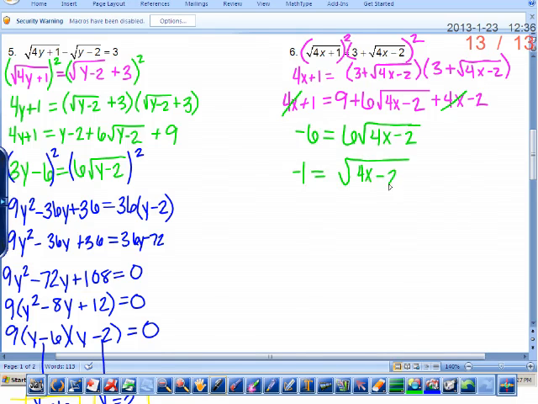What do you notice? Well, the square root of something equals negative 1. Yeah, our square root is equal to a negative. Can our square root ever be equal to a negative? No. Your square root can't be equal to a negative.